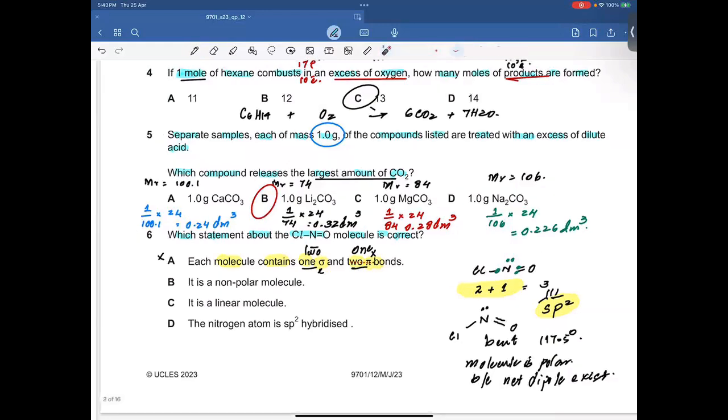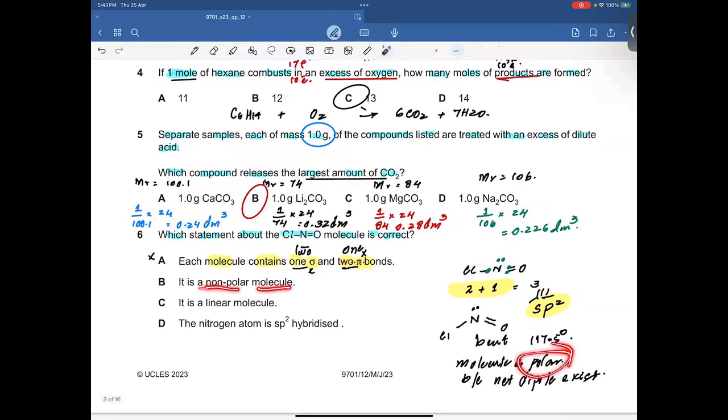Let's talk about B. It is a non-polar molecule. It is polar because it has a bent-shaped geometry. So it's incorrect. Next is, it is a linear molecule. No, it has a bent-shaped geometry. It is not linear. The nitrogen atom is sp2 hybridized. Yes, it is sp2 hybridized. So the right answer is D, I believe. Okay, I hope it makes sense to you.